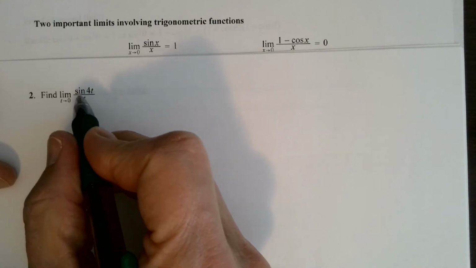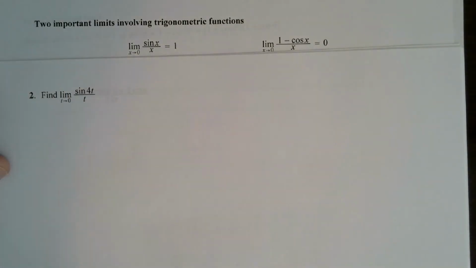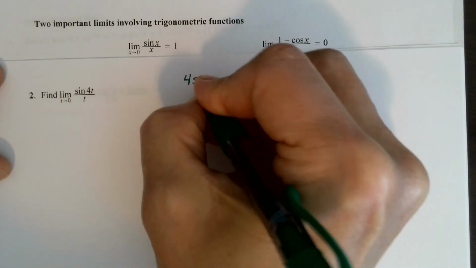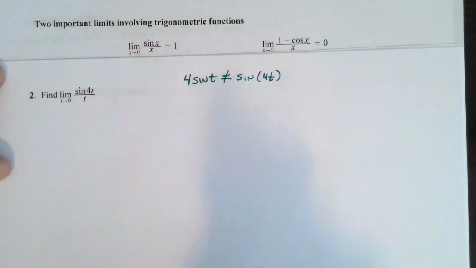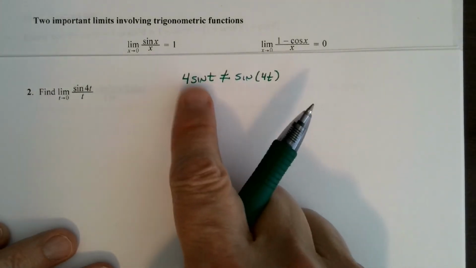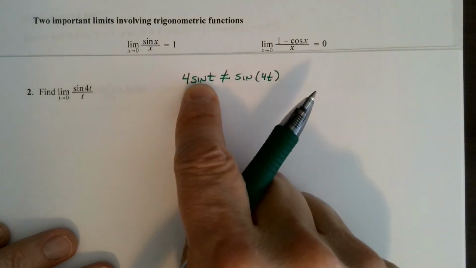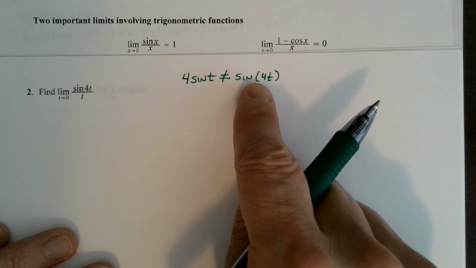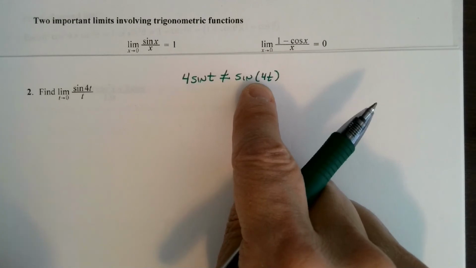Not so fast, my friend. This is not 4 times sine of t. This is sine of 4t. This 4 cannot be factored out. 4 times sine of t is not equal to sine of 4t. It's very important that you understand the difference. These are not equal. This one has an amplitude of 4, whereas this one has an amplitude of 1. This one has a period of 2 pi, whereas this one has a period of 2 pi divided by 4, or pi over 2. So they're completely different functions.